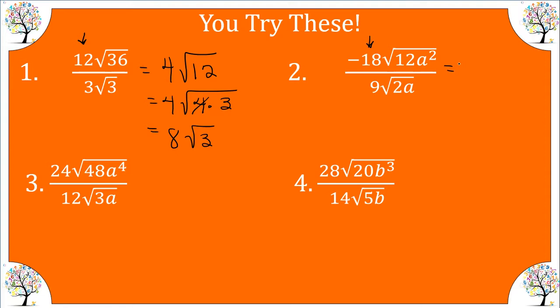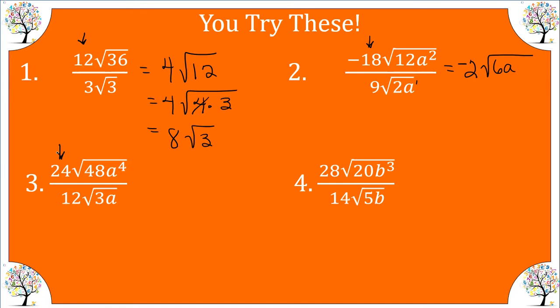Number 2, negative 18 divided by 9 is negative 2. 12 divided by 2 is 6. A squared divided by a to the first is a to the first. 6 and a cannot be broken down into any factors that are perfect, so we're finished.